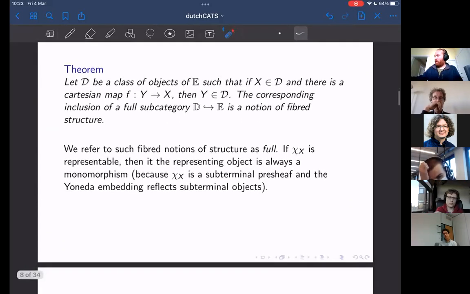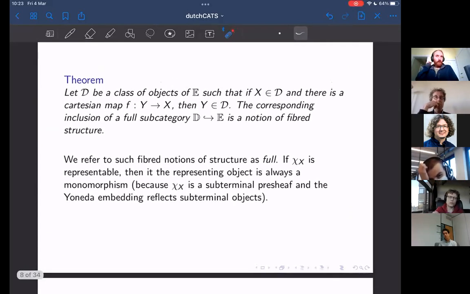Okay, here's a first example. As I said, we have property as a kind of degenerate structure, when every object has at most one structure. Mike Schulman called these full notions, fiber notions of structure.